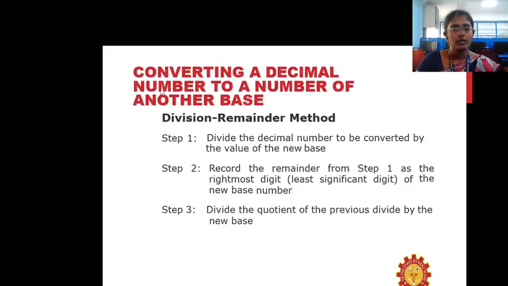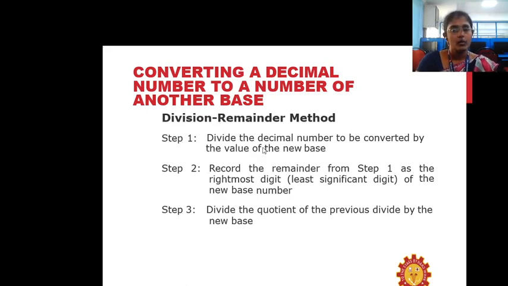Now we're going to see how to convert a decimal number into any other base. It can be binary or octal or hexadecimal, the number with the base of 10 into any other base. The method we're going to use for this conversion is the division remainder method. That is, we have to divide the given input value and take the remainder values, like the LCM method.